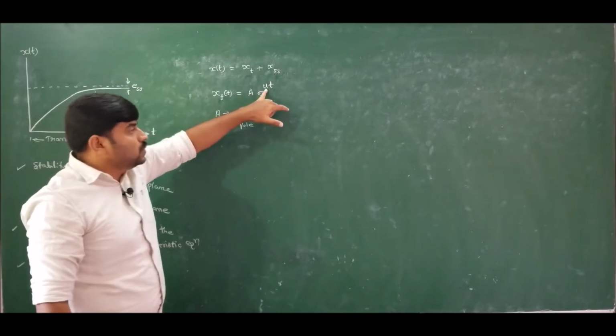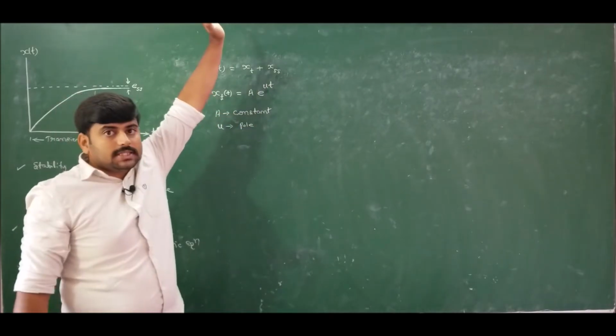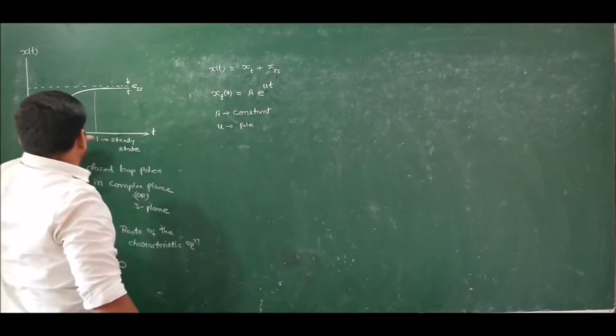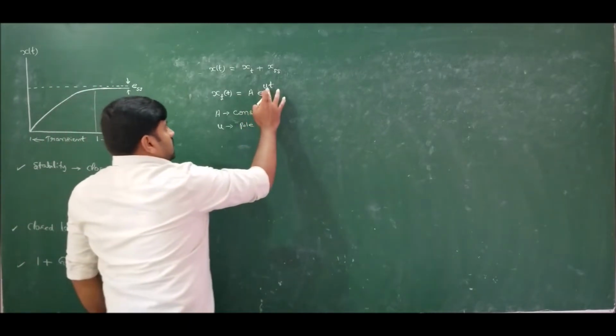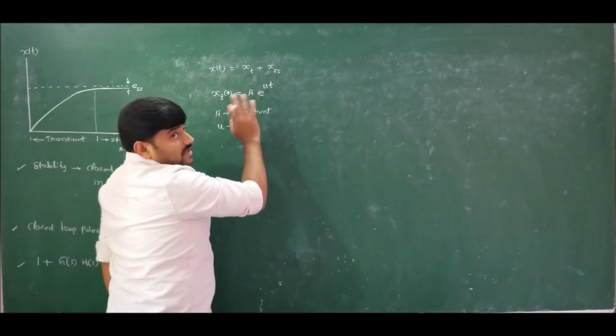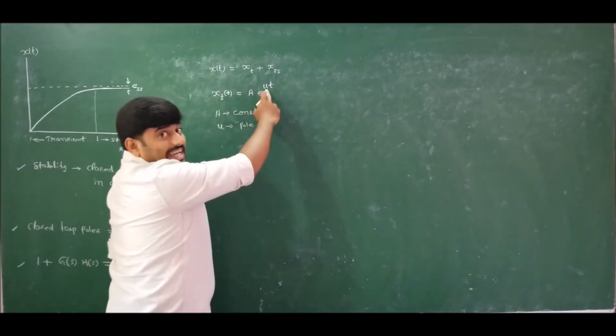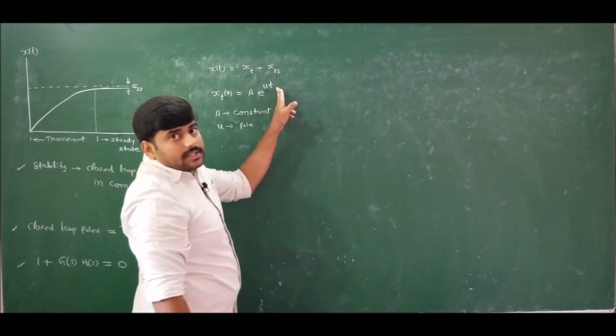If the value of u is positive, what is going to happen? It will increase exponentially. The transient is very high in the system. What I mean to say is that if u is positive, then the transient response is very high. If u is negative, then the transient response decreases as time increases.